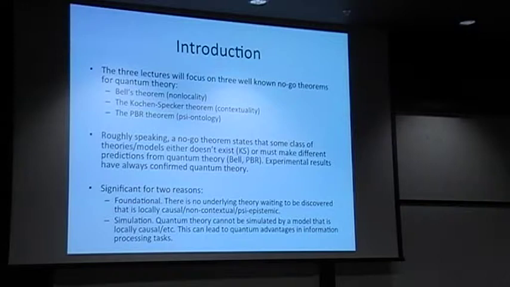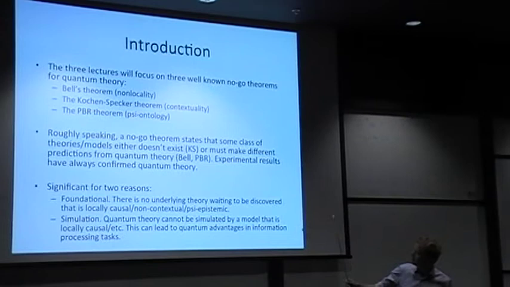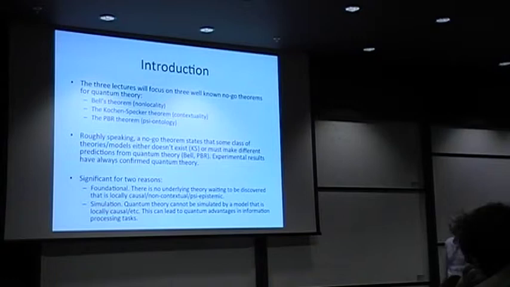The lectures will focus on three well-known no-go theorems: Bell's theorem, which is to do with non-locality; the Kochen-Specker theorem and related theorems, which are to do with contextuality; and the more recent result, the PBR theorem, which is to do with psi ontology. I'll explain what that means when we get to it. So what's a no-go theorem? Roughly speaking, a no-go theorem states that some class of theories or models either doesn't exist, in the case of Kochen-Specker, or must make different predictions from quantum theory, which is what the Bell and PBR theorems say. And of course, experimental tests have been done and the results have always confirmed quantum theory.